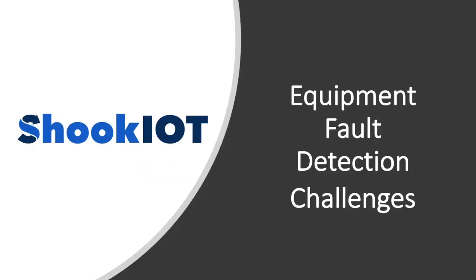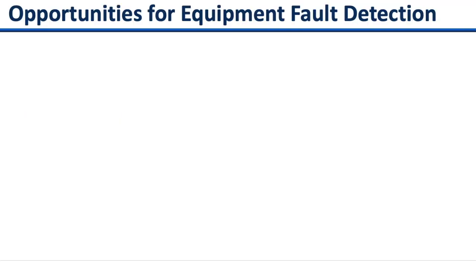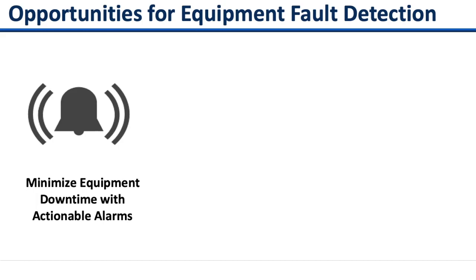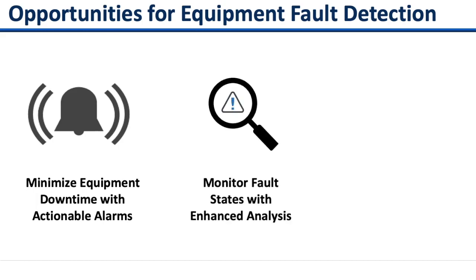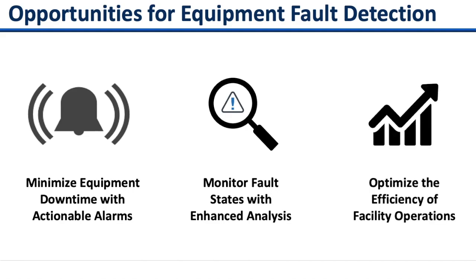Many oil and gas companies see the value in detecting equipment faults, as this can lead to lower operating costs and improved machine efficiency and reliability. With enhanced equipment fault detection, you will be able to minimize equipment downtime with actionable alarms, monitor fault states with enhanced analysis, and optimize the efficiency of facility operations.